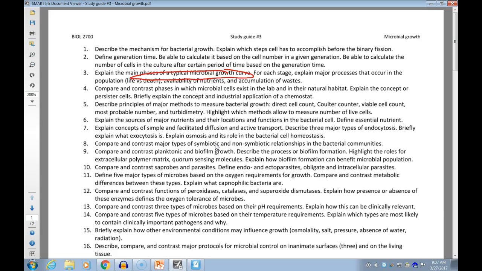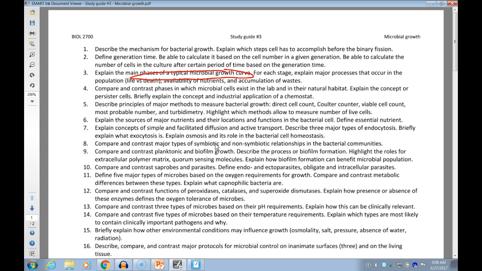Phases of the typical microbial growth curve: lag, logarithmic or exponential, stationary, death. Four phases. Know what happens to the cells at each phase. Obviously, they all grow at each phase, but at some phases they grow faster, and at some phases it's the opposite. Okay, understand this. So if you have a question, cells die faster than they multiply, refer to death phase, obviously, right? Death and division rates are equal, it's stationary, and so on and so forth.